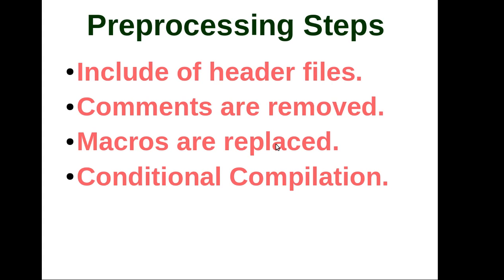So in the case of the pre-processing stage, mainly four things happen. The header files are included, the comments are removed, the macros are expanded, and the conditional compilation takes place. So let us now see how it is done.